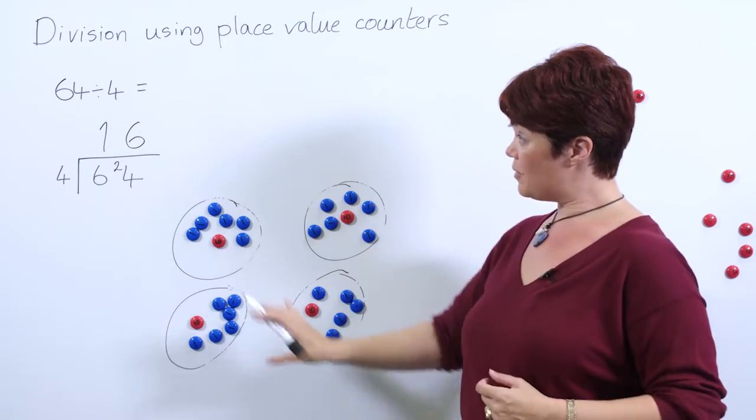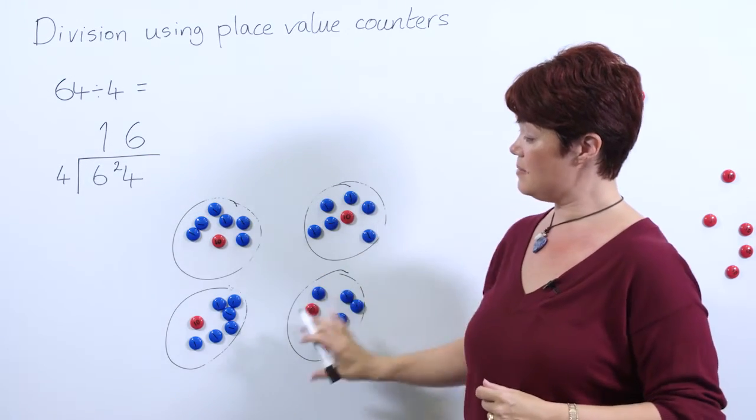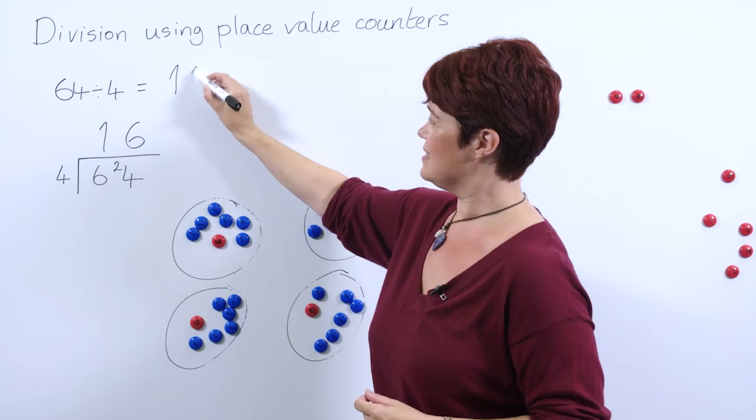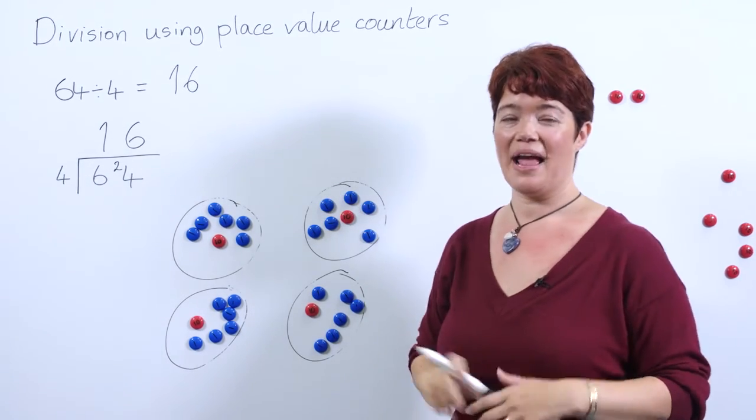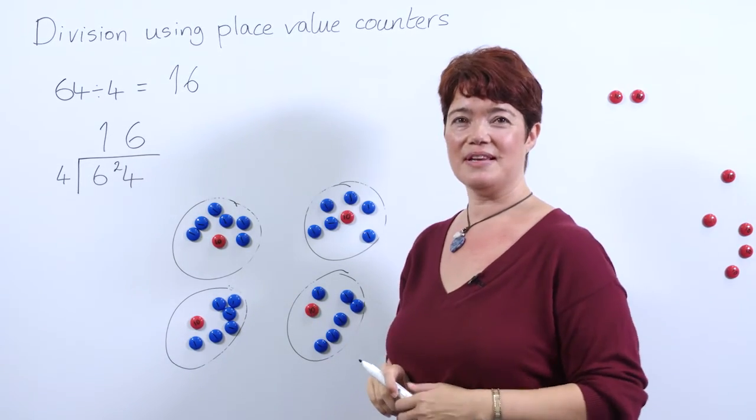So have we finished our problem? 64 divided by 4. Yes, there is 16 in each group. And that's how we use our place value counters to do division.